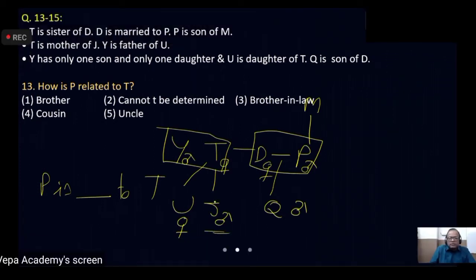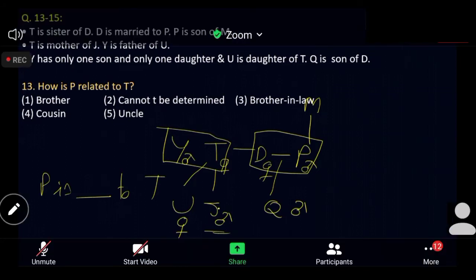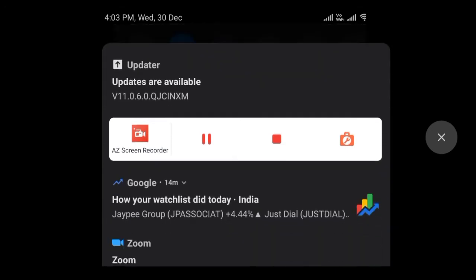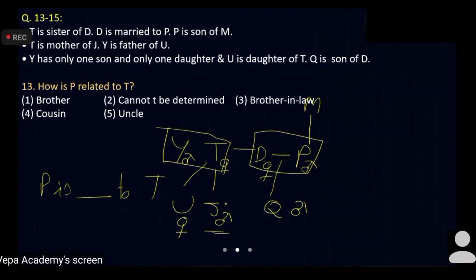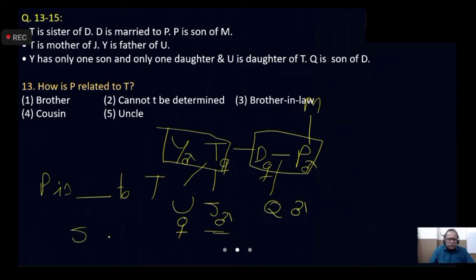D is here. So J is daughter. J related to son, sir. J related to son of sister's son, sir. You always first make yourself clear about the relation. They are asking, see, they always ask relation between two people. So who are the two people? J and D. So J is here, J's mother is there, mother's sister.